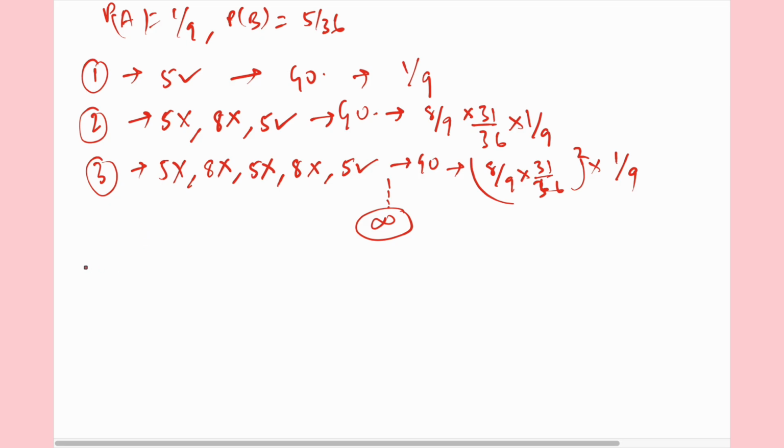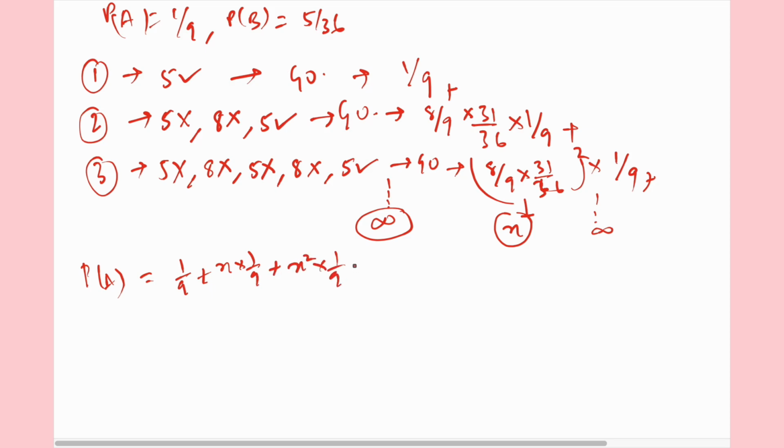So for the probability of A winning, we have to add all the cases which go up to infinity. Suppose we call this part, 8 by 9 into 31 by 36, as x. So the probability of A winning is 1 by 9, plus x into 1 by 9, plus x square into 1 by 9, plus it goes up to infinity. If we closely look at this, this is an infinite GP.